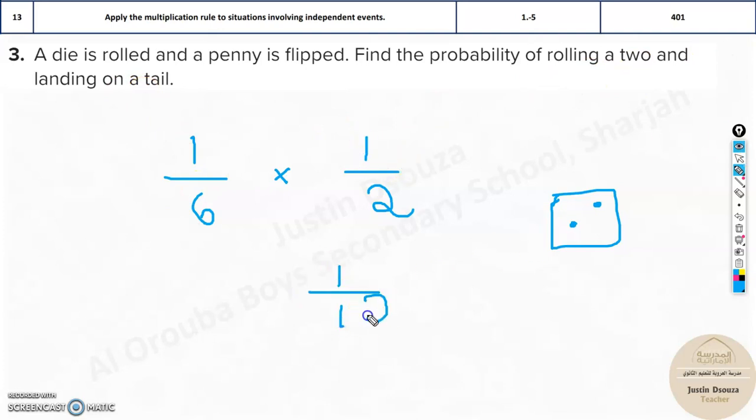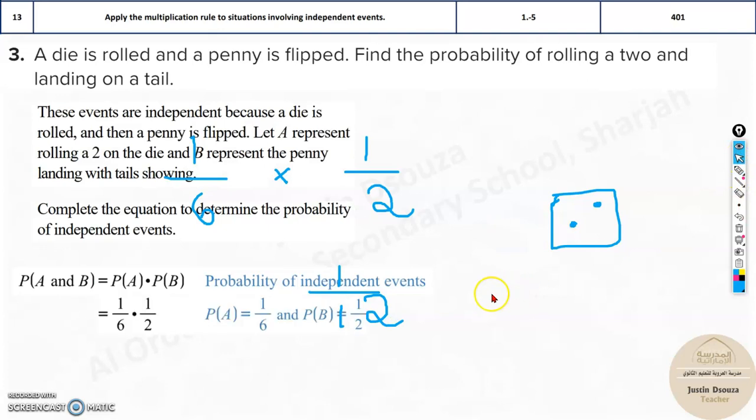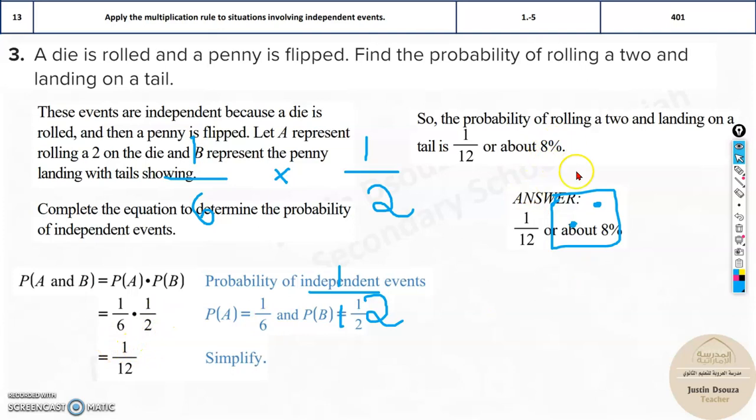It's 1 by 12. That is the total probability. So 1 by 6 multiplied by 1 by 2 is 1 by 12, or about 8% chance.